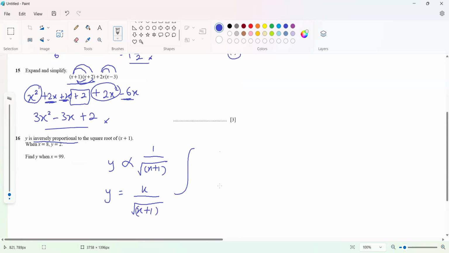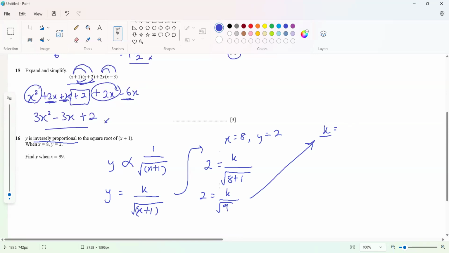From here, they told us that when x equals 8, y equals 2. So we can plug in some values to find k. So 2 equals k over square root of 8 plus 1. 2 equals k over the square root of 9. So in this case, k over 3 equals 2, k equals 6. Of course the square root of 9 will give us two values, but usually just take positive unless they mention otherwise. If never mentioned otherwise, we will just take the positive answer.